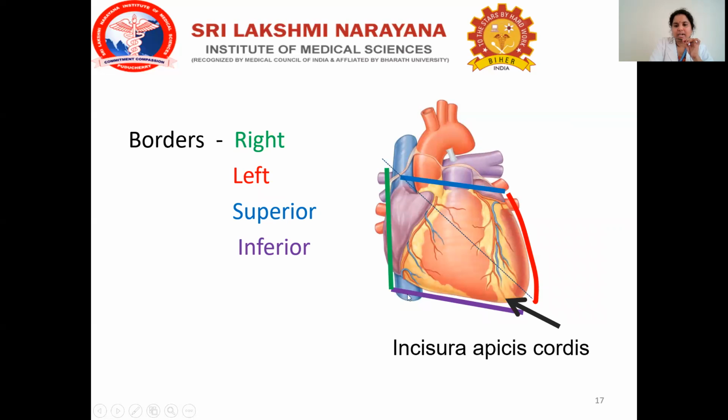The inferior heart border is oblique. It extends from the right edge of the inferior vena cava opening to the apex of the heart. The inferior heart border has a small notch just next to the apex. This notch is called the incisura apicis cordis. The superior heart border is not regular because of the entry and exit of great vessels.